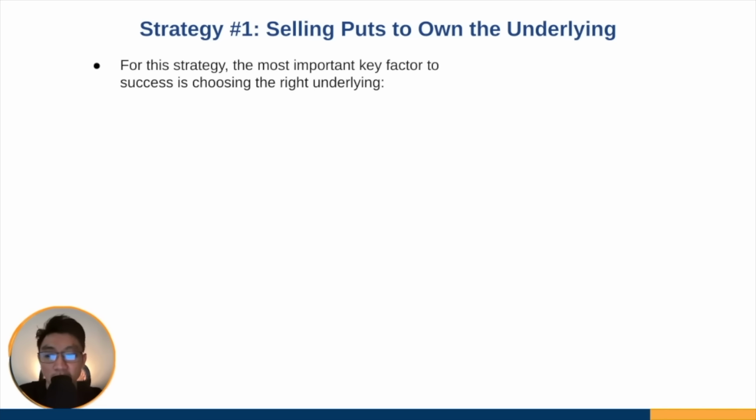That is why the key factor to success for this strategy is choosing the right underlying, because once you get assigned, you have to ensure that the stock actually goes up for you to make money overall. So how do you decide what is the right underlying? There are 2 ways to choose the right underlying, at least the way that I do it.